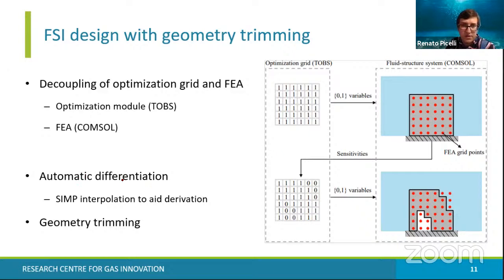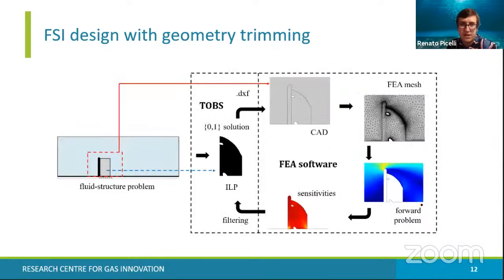We use automatic differentiation for sensitivities, and geometry trimming, at least we're calling it geometry trimming, to build the CAD model. Maybe it's easier to see here. We have our TOBS model. Okay, we have the whole problem there.